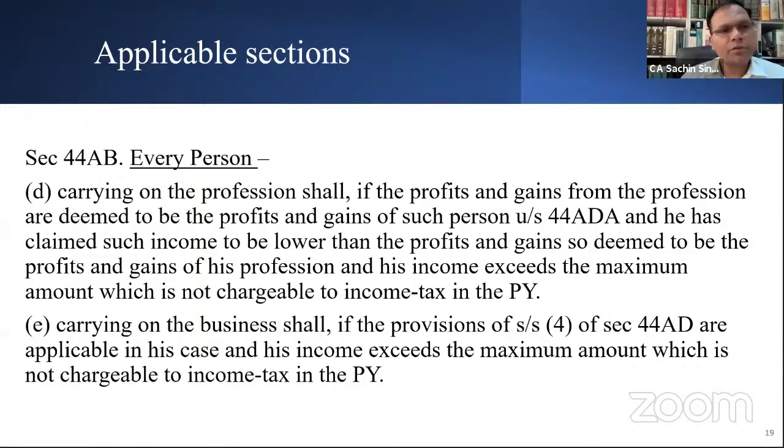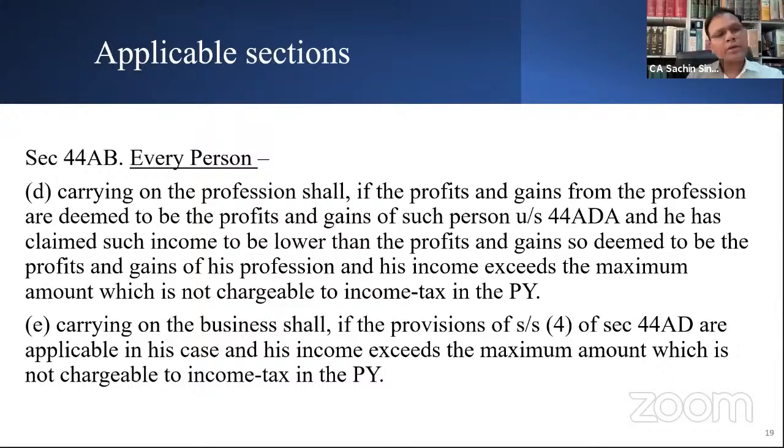Come to the next. Clause D is there. Clause D says if you don't want to declare your profit as prescribed in 44ADA, then you have to come through the audit as per 44AB. So 44ADA says that if the gross receipts are less than 50 lakhs, the assessee has to declare a profit of 50% while carrying on profession. If the assessee doesn't want to declare the profit of 50%, then they have to come through the audit route. Now come to clause E.